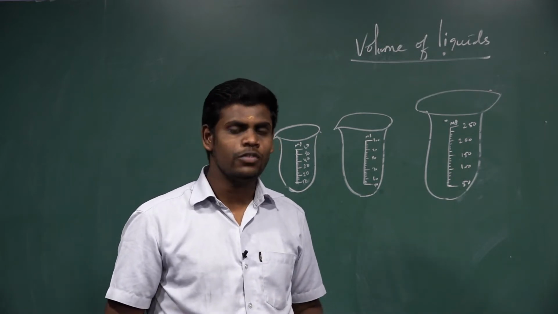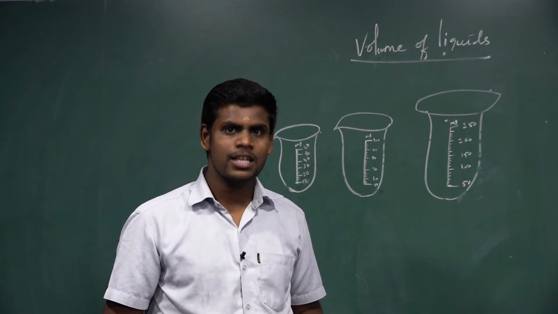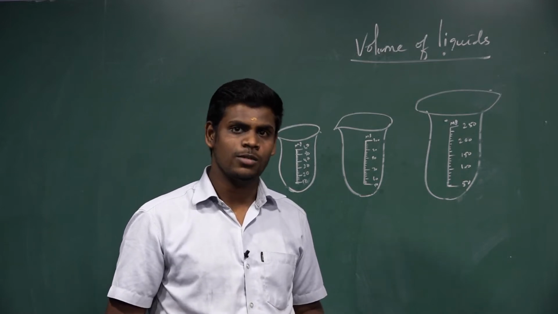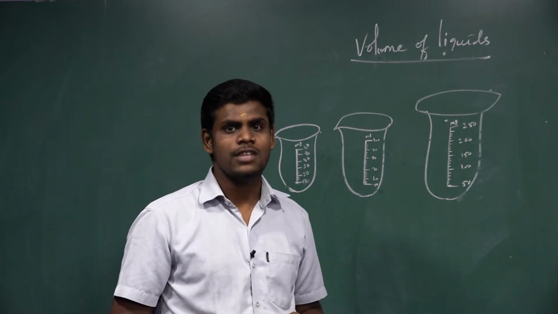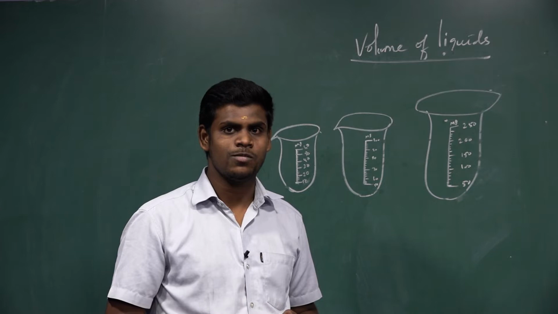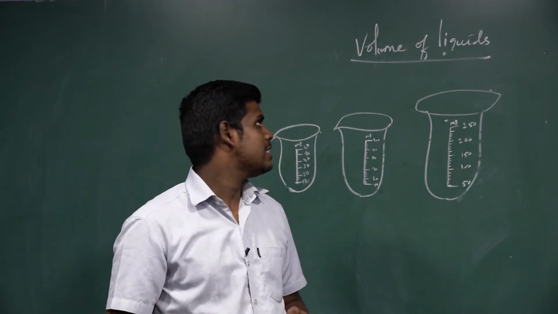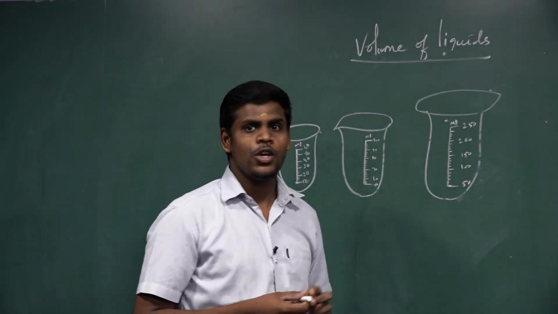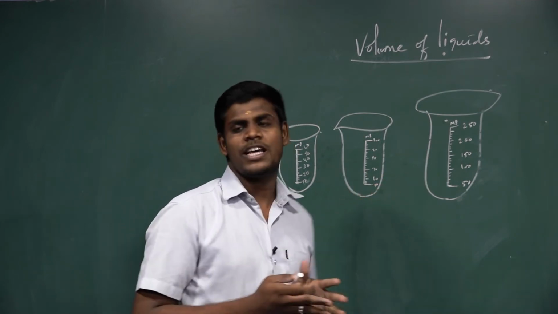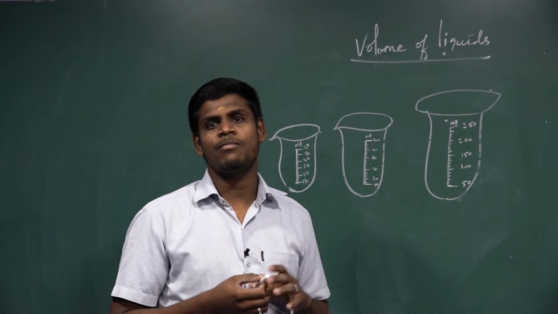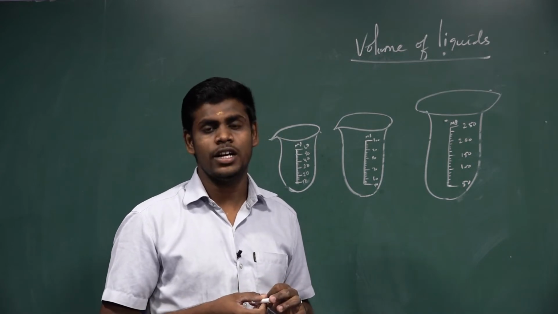Already I taught you fundamental and derived quantities, area and volume. Today we are going to discuss the volume of liquids and the volume of irregularly shaped objects. First of all, we see the volume of liquids. You know the definition of volume. Volume means the amount of space occupied by a three-dimensional object.